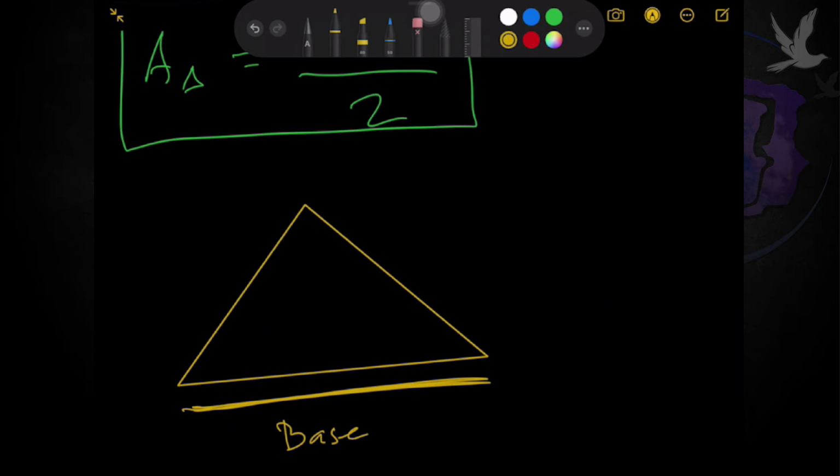Now, how will you be able to find out which one is the height of the triangle? The height of the triangle is from this point going all the way down to the base. Okay, which means this is not your height, this is also not your height. The height of the triangle is at this point, going all the way down. That's your height. So whatever your value here is, it is your height as well.